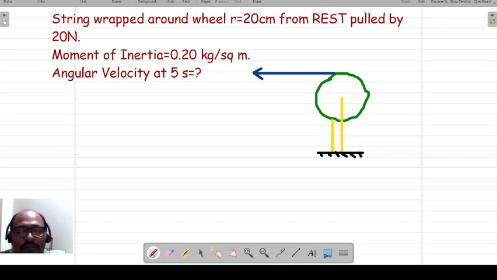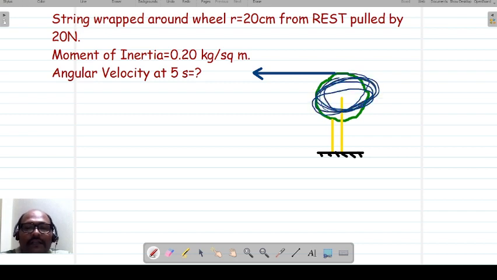So today we will do some numerical based upon rotational mechanics. Here we have taken one selected numerical where a string is wrapped around a wheel of r equal to 20 centimeter. The wheel, which we have marked in green color, is wrapped with a string. This blue string is rotated about this wheel like this. When we pull it with a force, the force given here is 20 Newton.